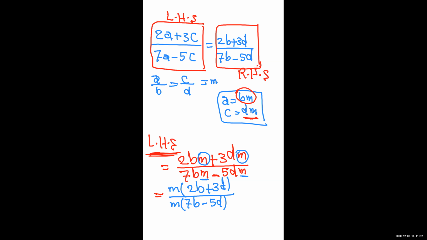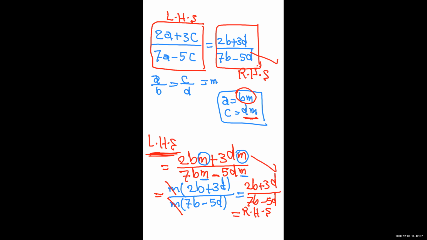Okay, now I can simplify this one with this one. So it will equal 2B plus 3D over 7B minus 5D, actually, which is equal to the right hand side, right? It's very easy. So it's 2B plus 3D, this term, over 7B minus 5D, which is required in this question. Okay, now this question is clear, guys? Yes. Okay, great. Do you have any questions till now? No.